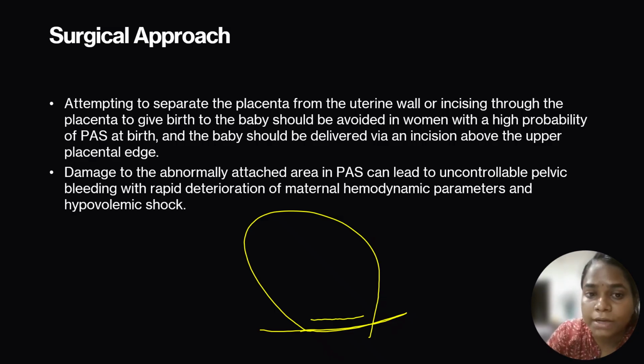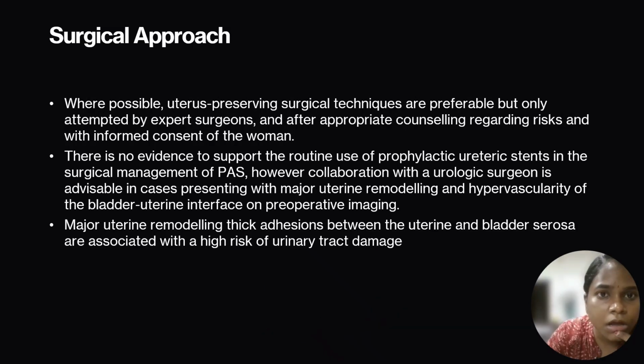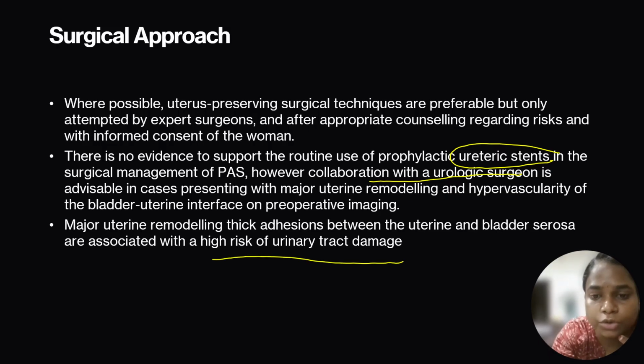Damage to the abnormally attached area in PAS can lead to uncontrollable pelvic bleeding, and the mother can die. Hemodynamic parameters can deteriorate, and hypovolemic shock can occur. Where possible, uterus-preserving surgical techniques should be used. There is no evidence to support the routine use of prophylactic ureteric stents, so they should not be used routinely. However, collaboration with a urological surgeon, if available, is very important. Major uterine remodeling and thick adhesions between uterus and bladder are associated with high risk of urinary tract damage.